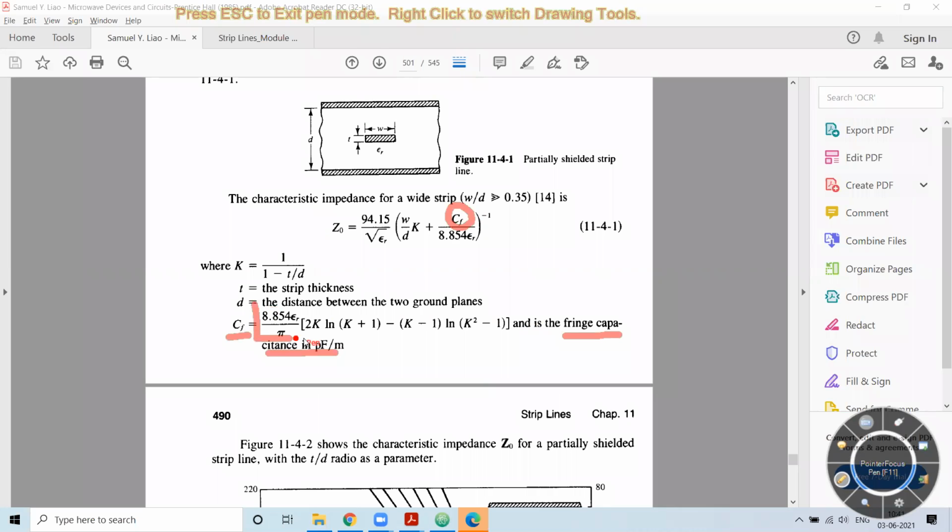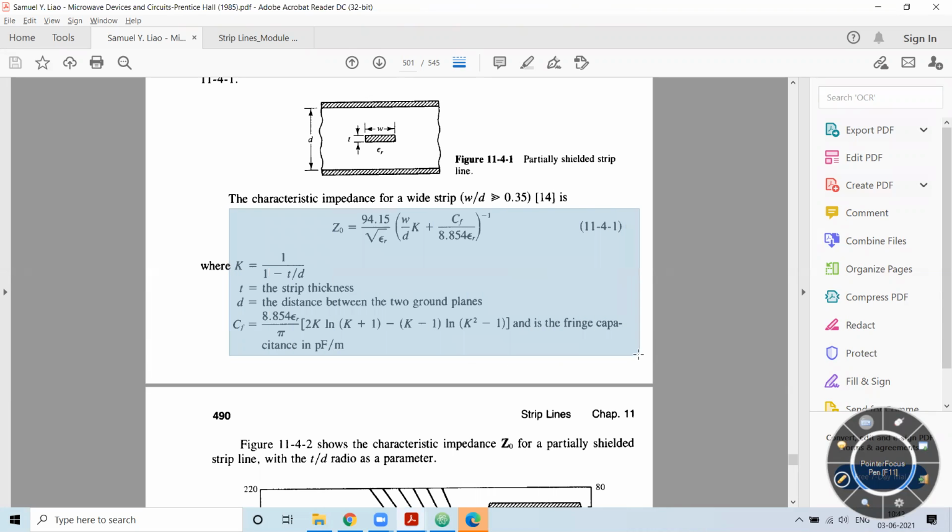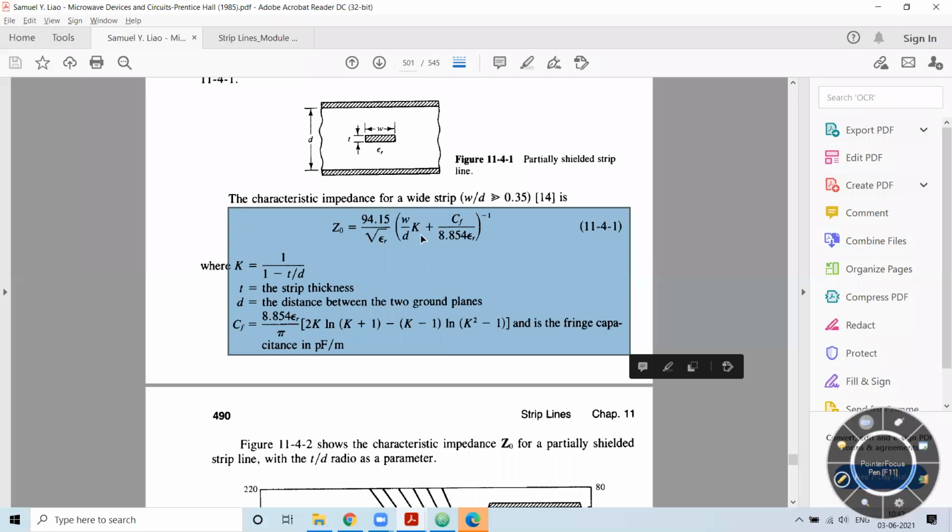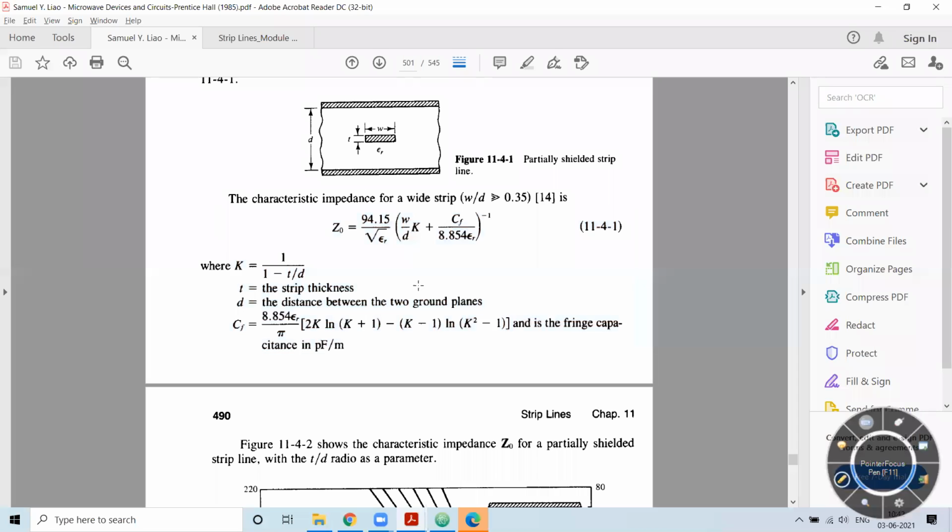It is given by this equation: 8.854 into epsilon r divided by pi into 2 times k natural log of k plus 1 minus k minus 1 into natural log of k square minus 1. The unit of this will be picofarad per meter. Now, in the next part we will again look at how to identify the Z0 parameter when these parameters are specified.